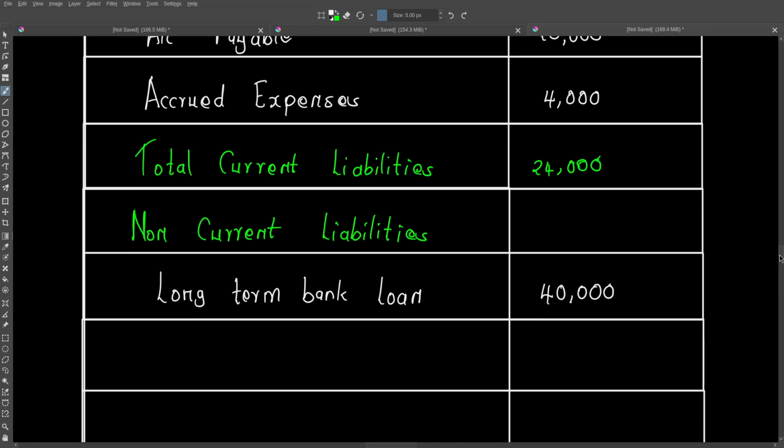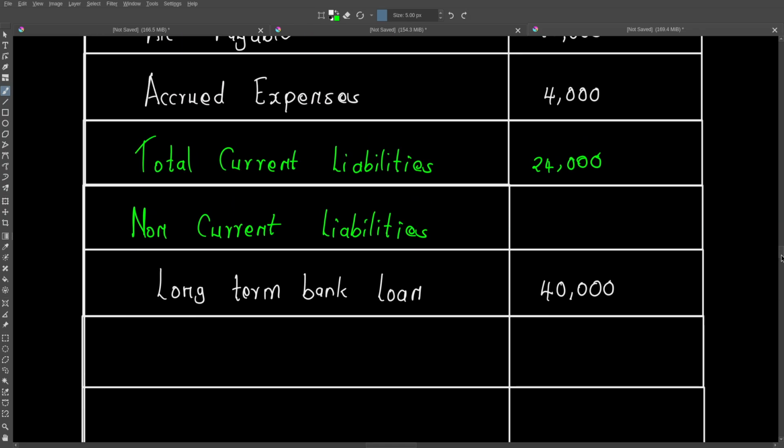So in total, what is going to be our total liabilities? Because the total of non-current liabilities is basically 40,000. So total liabilities will basically be a summation: we add the 40,000 to the current liabilities, which is going to give us 64,000.